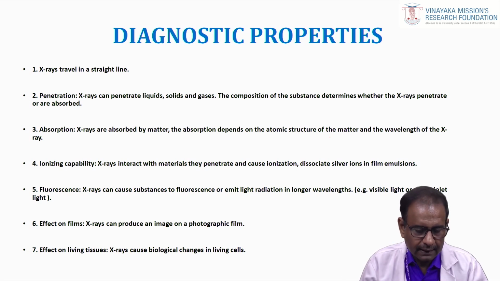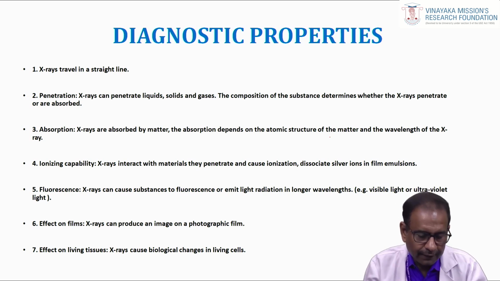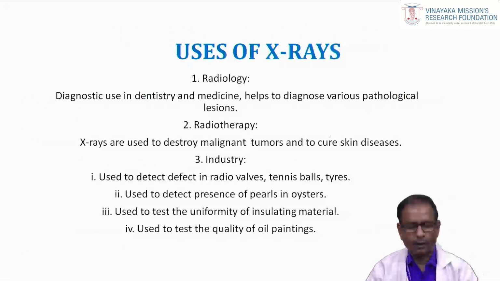Then fluorescence. X-rays can cause a substance to fluoresce, or emit light radiation of longer wavelength. The effect on films: X-rays can produce an image on the photographic film. This is the property we use in X-ray film. X-rays create the image in the photographic film. Effect on living tissues: X-rays cause biological changes in living cells. These are all the properties.